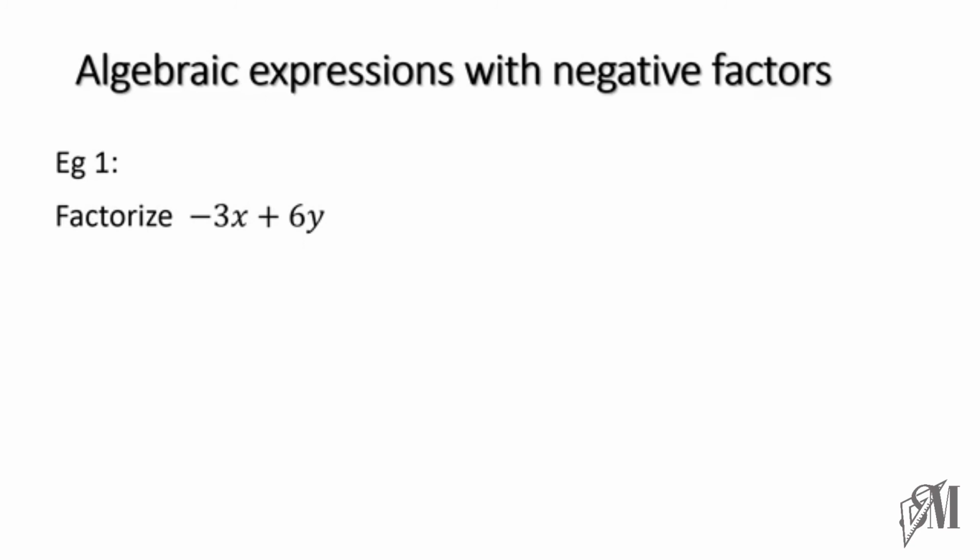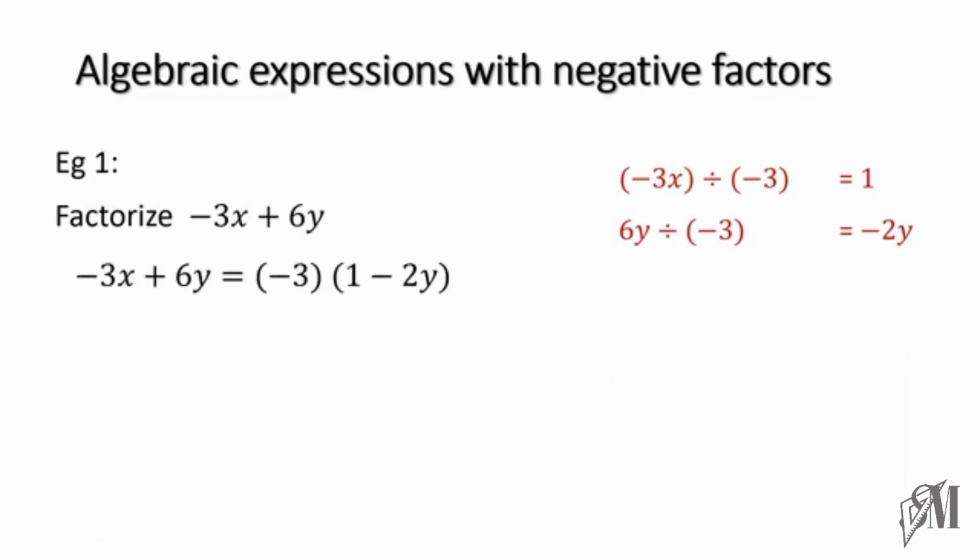So now minus 3x divided by minus 3 is 1. 6y divided by minus 3 is minus 2y. So then I take minus 3 out of a bracket and within brackets I write down 1 minus 2y. This 1 and minus 2y is this part and this part. Okay, right. Let's go to another example.